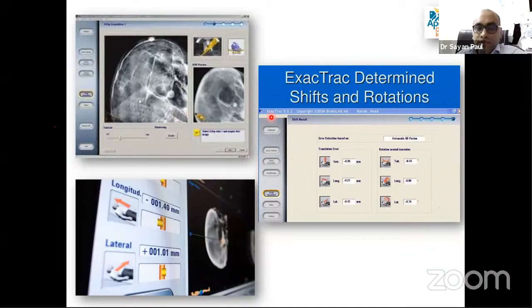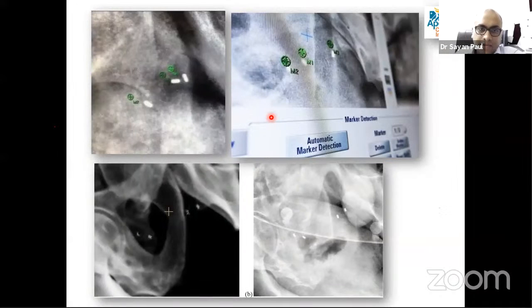Like if you want to do a CBCT, you have to interrupt the beam and take the CBCT, and it takes like 5-6 minutes, and you again reposition and retreat and interrupt the treatment. But without interrupting the treatment, you can take images in between. And if you see that, yes, the intra-fraction variation is too much, you can take action also. So that is the benefit of ExacTrac.